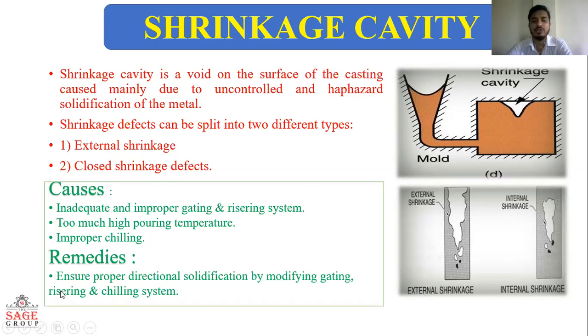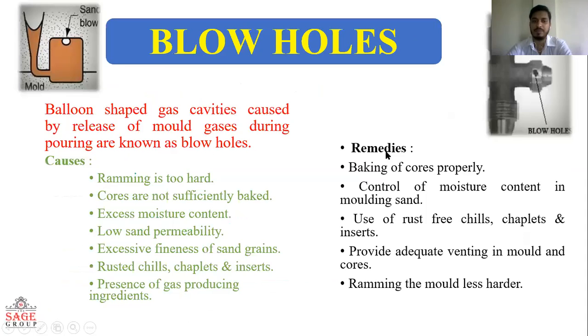So what are the remedies? Ensure proper directional solidification by modifying the gating, risering and chilling system. If we can modify our gating, risering and chilling system, then shrinkage cavity does not occur.